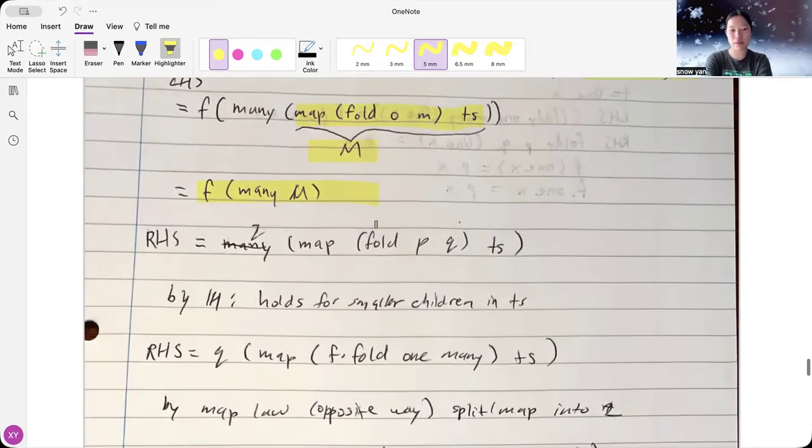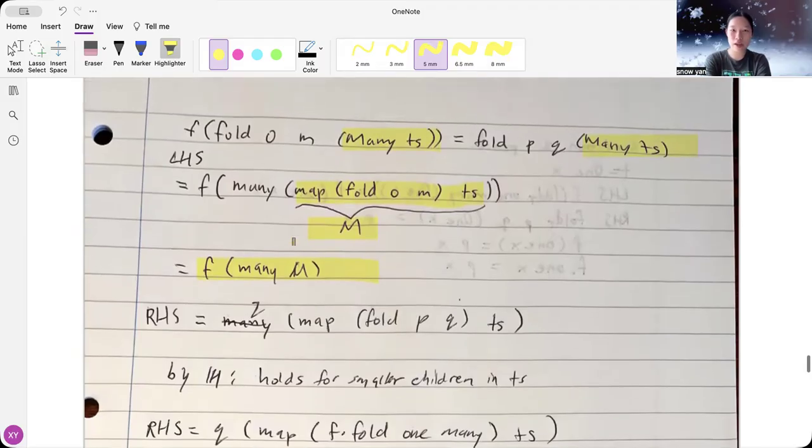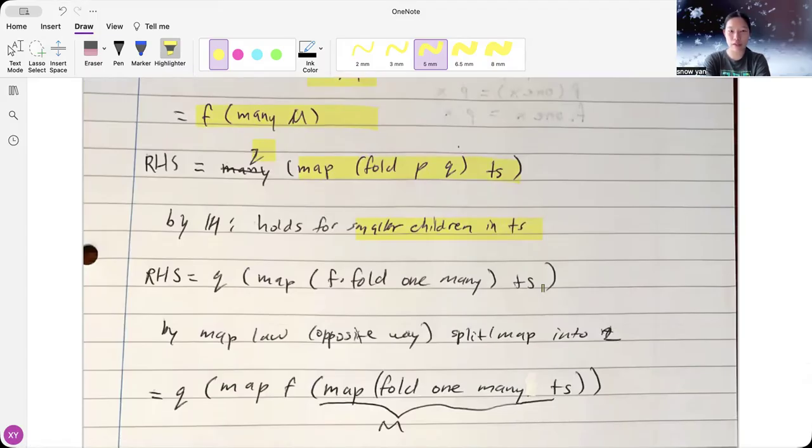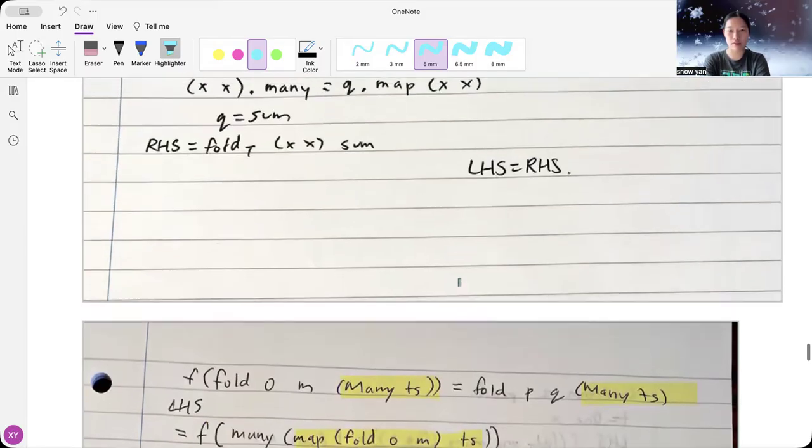On the right-hand side, we can do something like this. We know that we have fold PQ many, right? So we're going to call Q, right? So before it would be Q and then map fold PQ of TS. So by induction hypothesis, for lists, we would just call the case for xs, right? We just write it in the same form as xs and then use the induction hypothesis. Here, our induction hypothesis would be that it holds for smaller children in TS, right? So what that means is that in this smaller fold over here, this fold PQ, it would just be f fold one many, right? Because it would just be using what we have above.